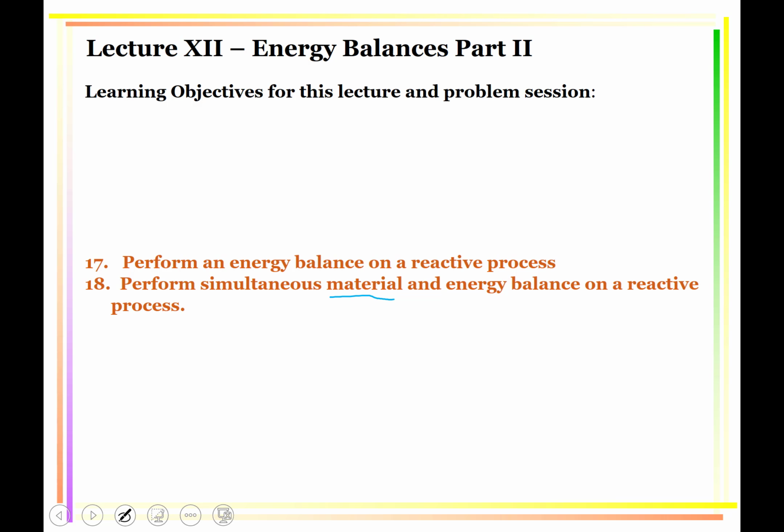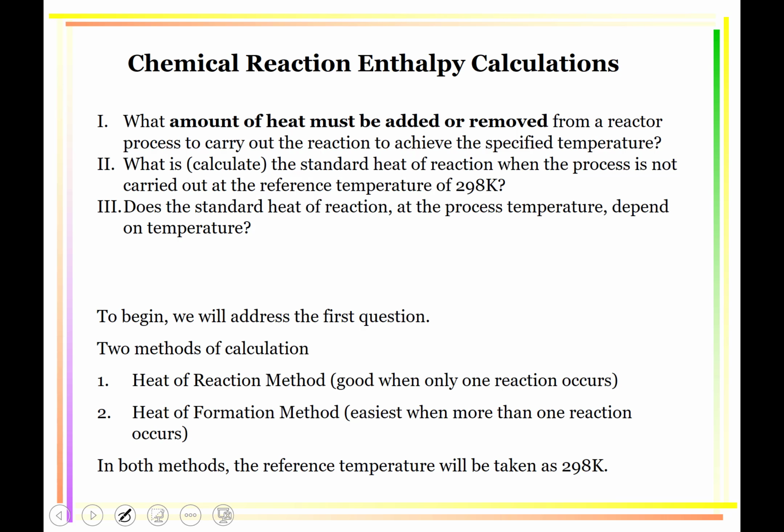We are now beginning the final lecture on material and energy balances, where we have reactions in our processes. So the questions that we would like to ask, and we should be able to answer by the end of this presentation, are: what amount of heat must be added or removed from a reactor process to carry out the reaction to achieve the specified temperature?